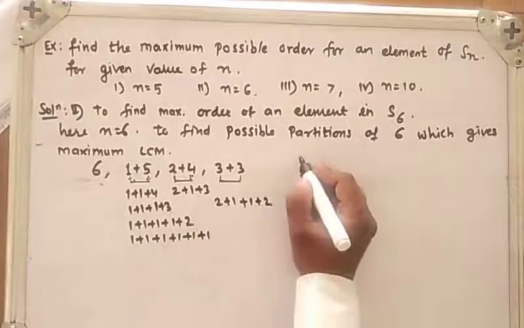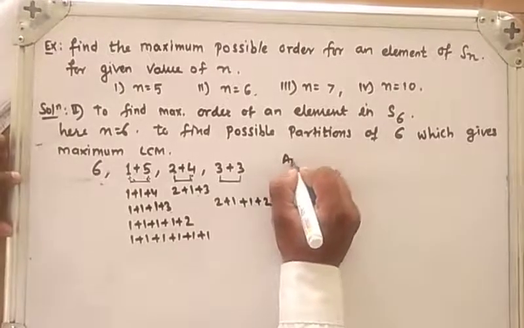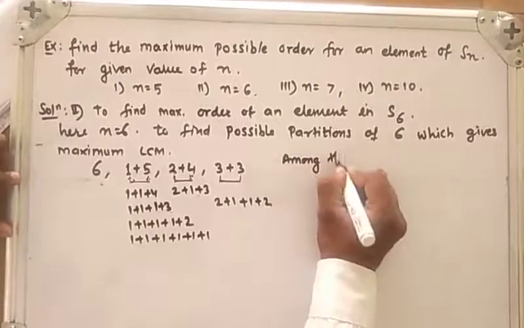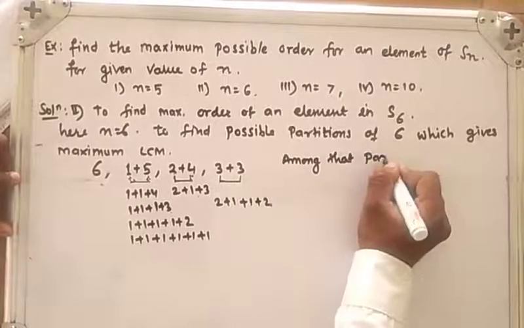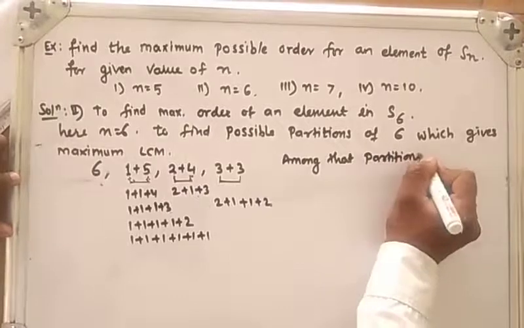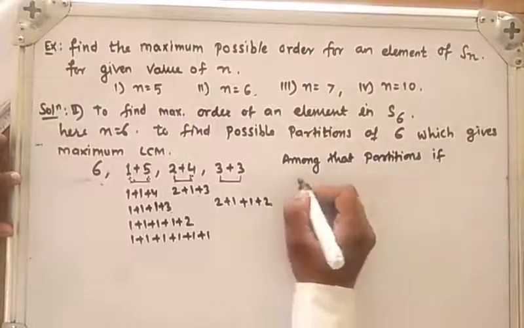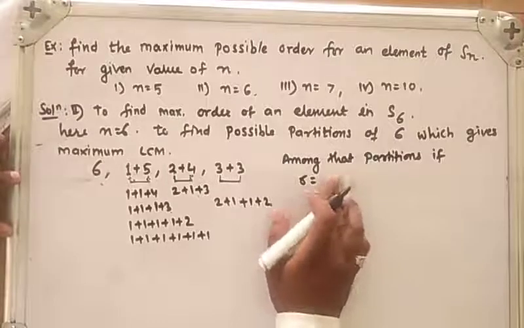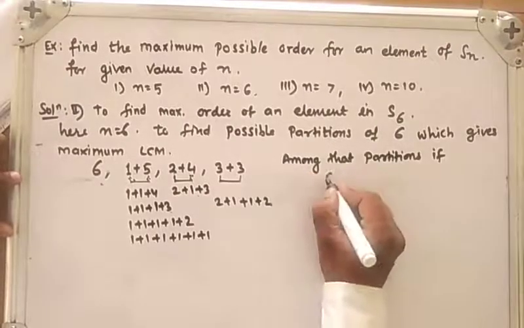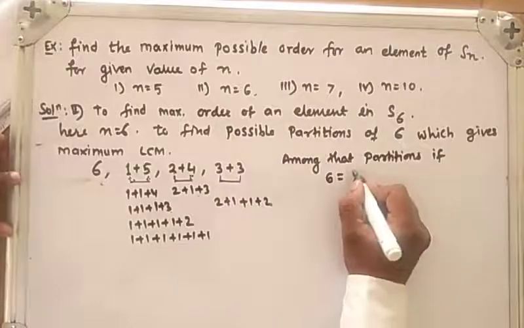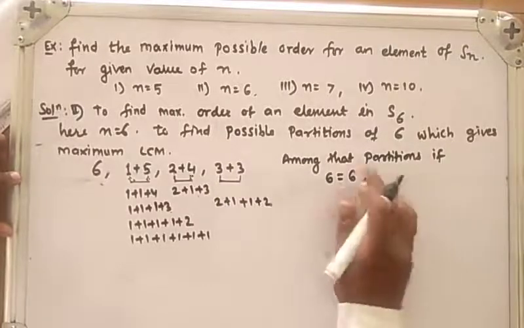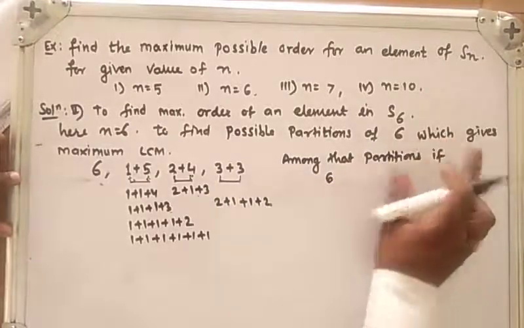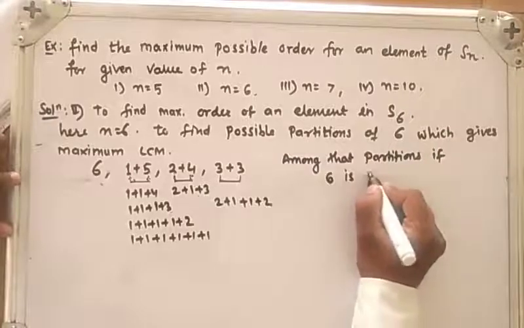So the maximum LCM among those partitions, if I take sigma, or I take 6 is equal to 6, or I will write 6 is single.